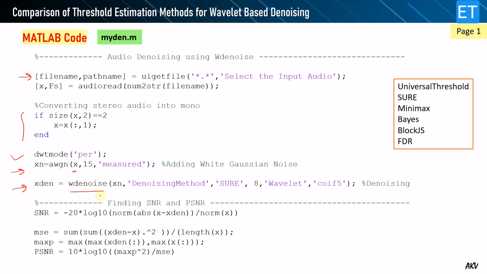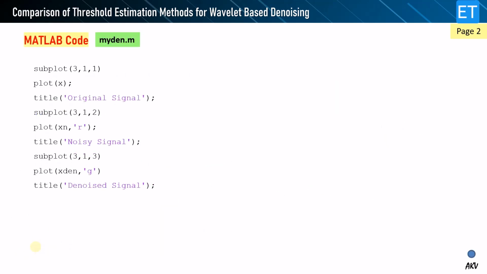For denoising, the wdenoise function is used here. So this is your noisy audio. The denoising method is SURE, and these are all the other methods, so you can just replace SURE with any of these methods to get the denoised output. This is the level of decomposition, and then the wavelet type is Coiflet 5. Here again you can change the name of the wavelet. Here SNR is computed, and then PSNR is computed, and here all the waveforms are plotted: your original signal, noisy signal, and the denoised signal.